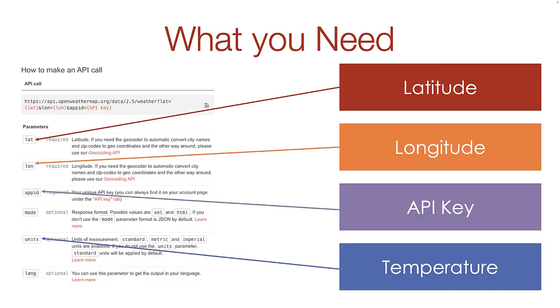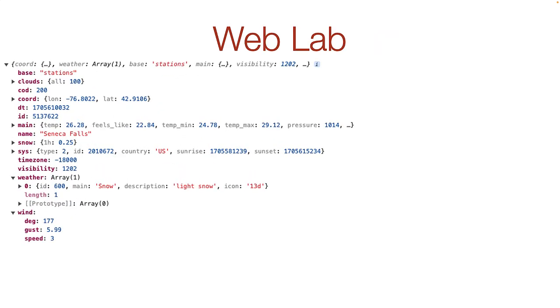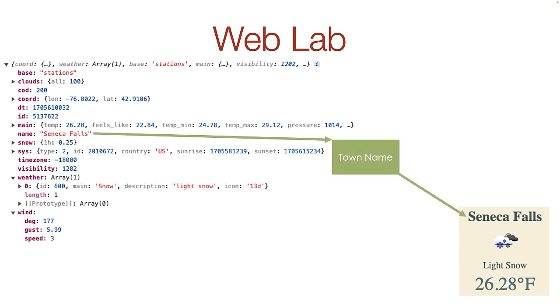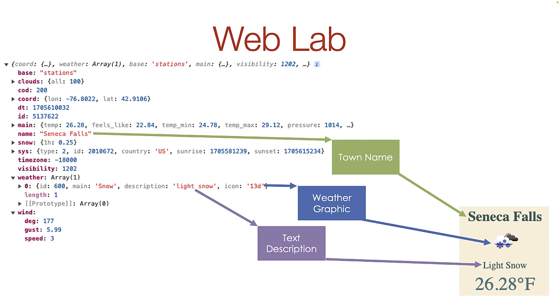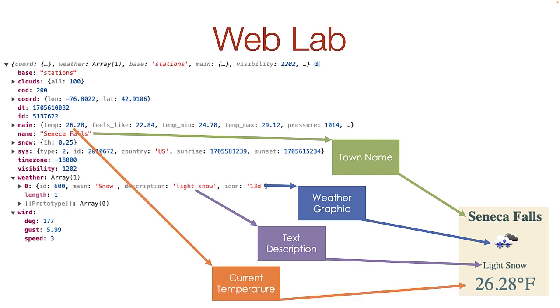Now we have all the necessary pieces to make the API call. In this web lab, we will get weather data for the town of Seneca Falls, New York. This is the town where the movie It's a Wonderful Life with Jimmy Stewart was based. When we get done, our web page will look something like this with live data injected from the JSON file we just downloaded. The JSON data we will get will have the name of the town, a weather icon representing the current conditions, a text description of the current weather, and the current temperature.